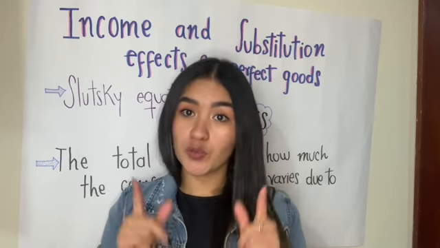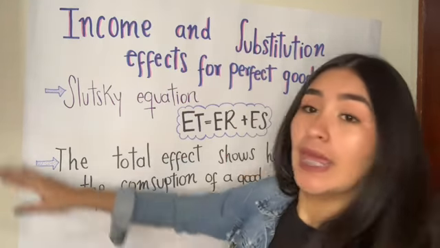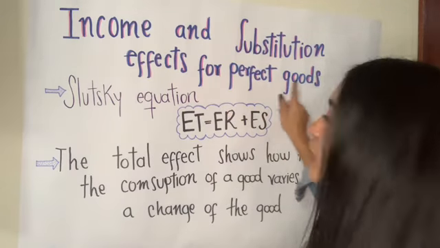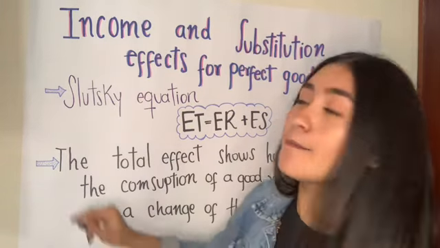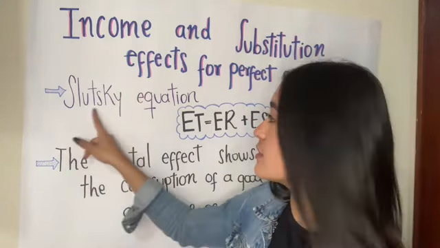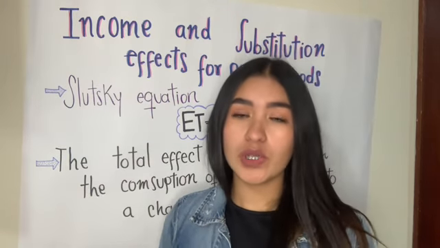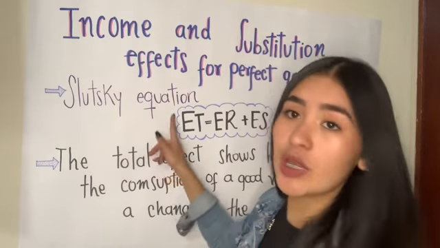Today we are going to explain to you income and substitution effects for perfect goods, calculated by the Slutsky equation when the price of one of the goods goes up. But first, we have to know what the Slutsky equation is.